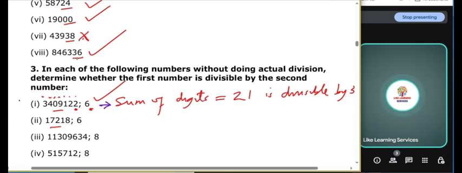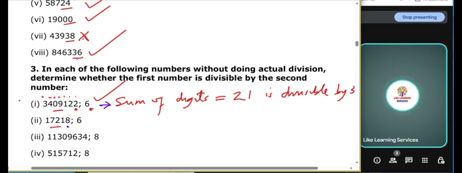Because for a number to be divisible by 6, it must be divisible by 2 and 3. Let's check this one: 17218. First of all, it's divisible by 2 because it's even. But let's see if it is divisible by 6.